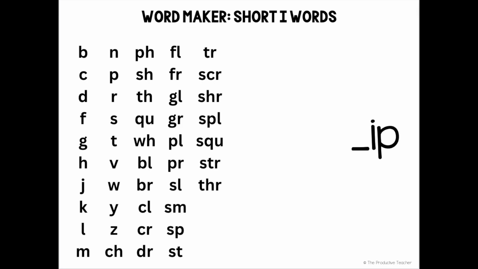Today we're going to play the word maker game with the IP word family. One-syllable words can be made up of an onset, that's any letter or letters that come before the vowel in a word, and a rime, that's the vowel and any letters that come after it. Words in a word family can have different onsets, but they all have the same rime.